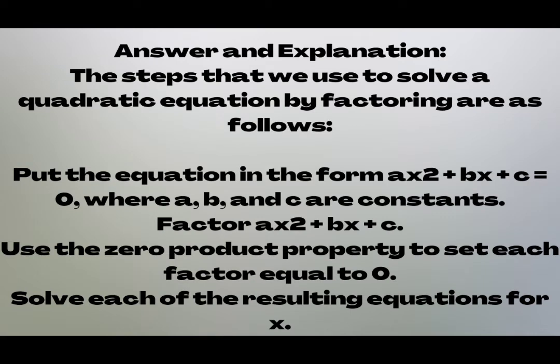Answer and explanation. The steps that we use to solve a quadratic equation by factoring are as follows. Put the equation in the form ax squared plus bx plus c is equal to 0, where a, b, and c are constants. Next step, factor ax squared plus bx plus c. Next, use the zero product property to set each factor equal to 0. And lastly, solve each of the resulting equations for x.